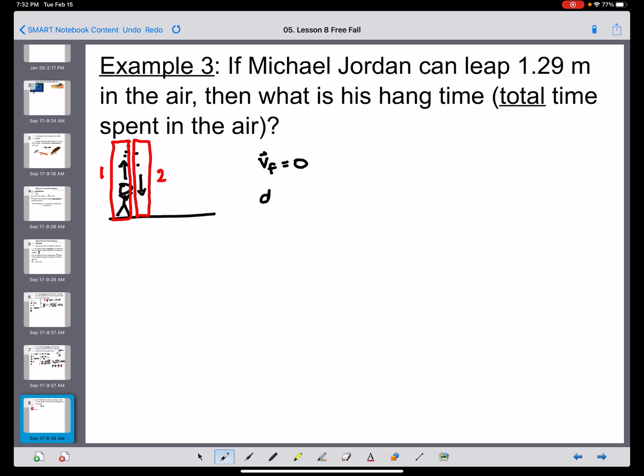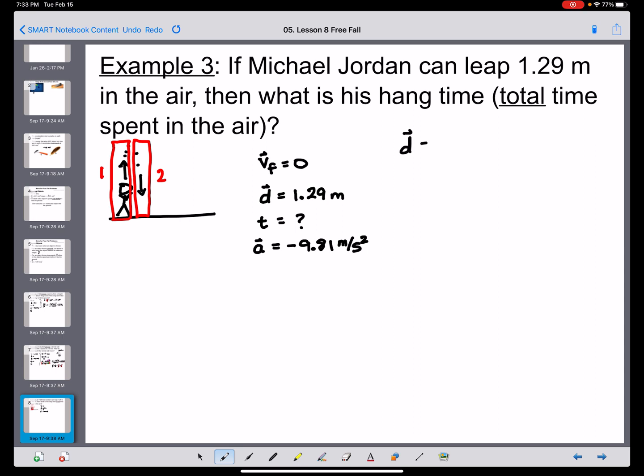Now on the way up, Michael Jordan moves 1.29 meters up in the air. So we'll call it positive 1.29. And we're looking for the time, so we'll make T our question mark. And then think about what the other variable I can use is. I don't know VI because I don't know how fast Michael was going when he left the ground. But we do know that because Michael Jordan is going to be moving through the air, this is a free fall question, so the acceleration is negative 9.81. Since we don't know VI, don't pick a formula with VI in it. So instead, we're going to use this one here.